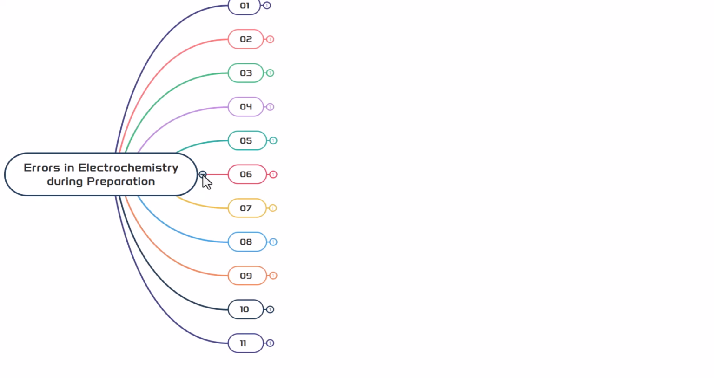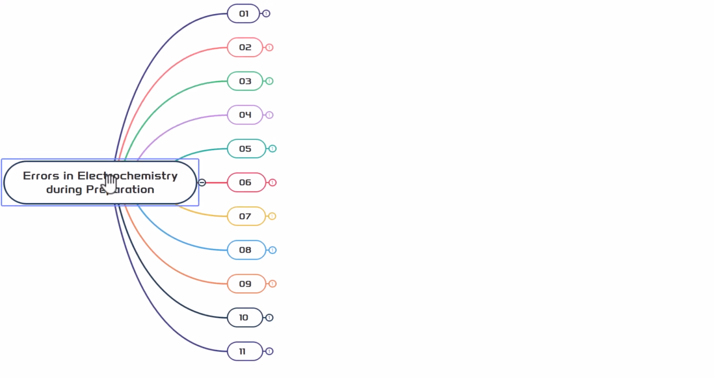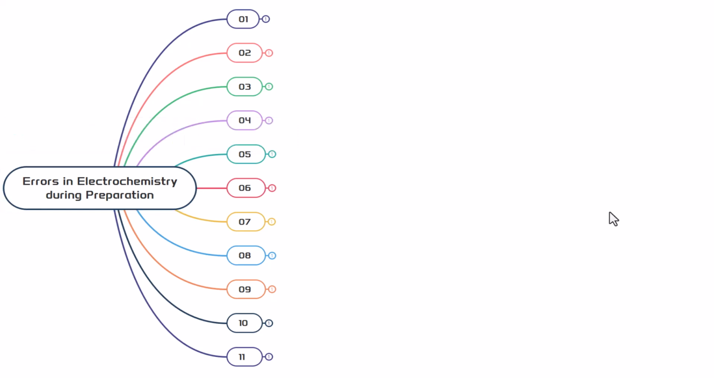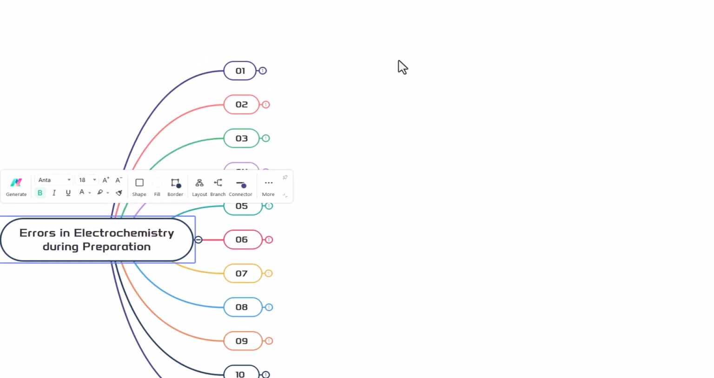Errors in electrochemistry during preparation. See, there are 11 errors in the preparation of electrochemistry. So, how can we resolve these errors and how can you improve your result? Let's begin with the first one.